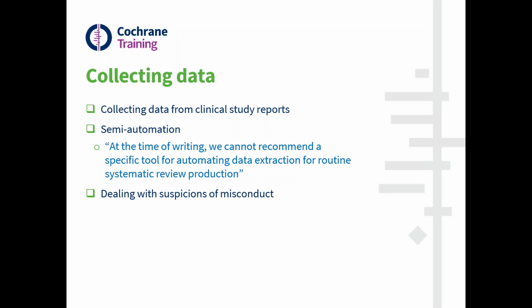We've, throughout the handbook, said bits where we can about semi-automation. In this particular area, here's a quote: "At the time of writing, we cannot recommend a specific tool for automating data extraction for routine systematic review production," although I might note that we're slightly more positive about its use in, for example, selecting studies. And we also have a section on dealing with suspicions of misconduct, referring people to the guidance that's in preparation for that.